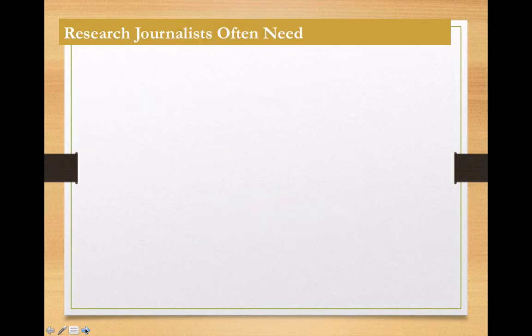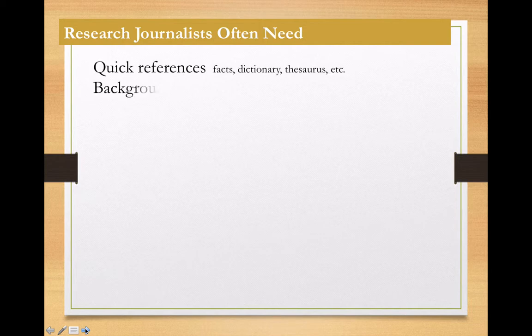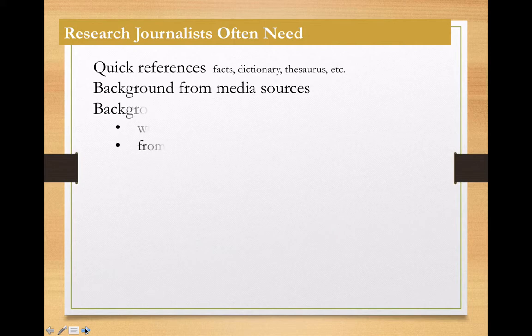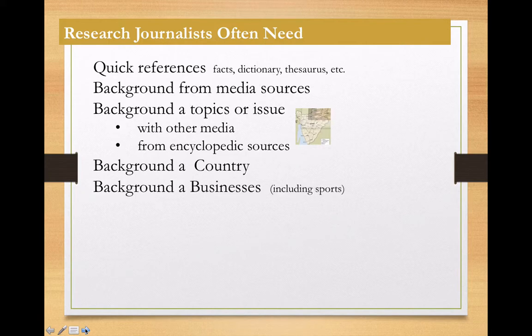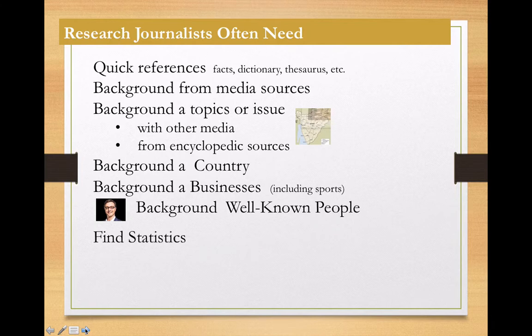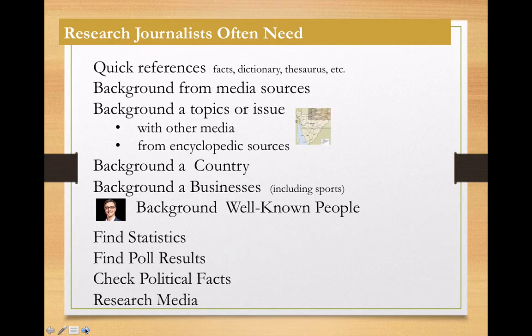So today we're going to look at about 10 resources that journalists often need. Quick references, if you want to background a story from media sources to get up to speed. If you're not sure about a topic or an issue and you want to get information before you interview someone. How to get information about a country. Backgrounding a business, including sports. Backgrounding well-known people. Statistics, polls, political facts, and how could you research media for that upcoming internship?